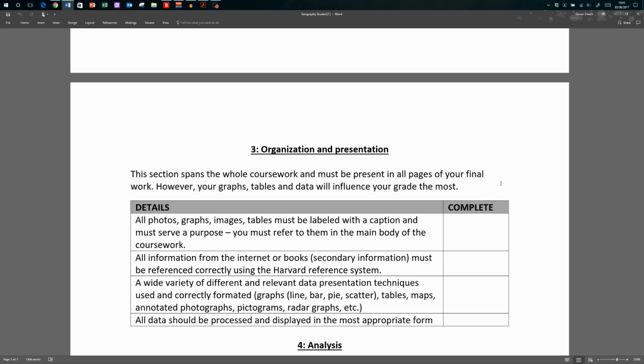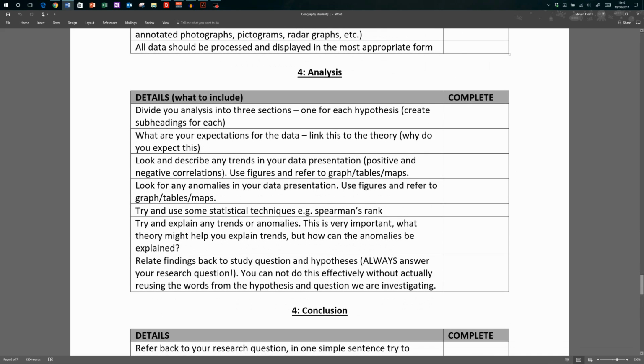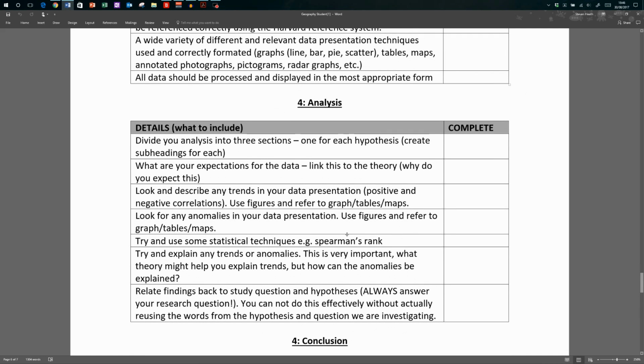Okay, analysis. This is the part that I told you was the largest part, the 1,000-word section. The graphs and data that you have now created should be linked into sections of your analysis. It's good to divide your analysis into each different hypothesis. So if you've picked 3 hypotheses, create 3 main sections in your analysis.